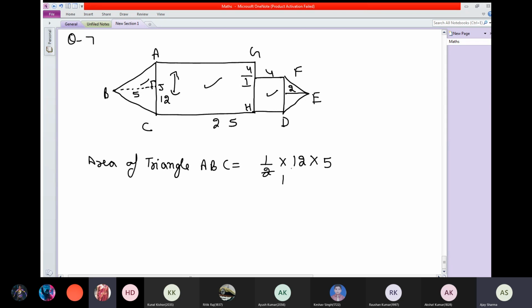Now you can solve it. That is 30 centimeter square. Never forget the unit. Unit is necessary, centimeter square. One part is solved. Now the second one.